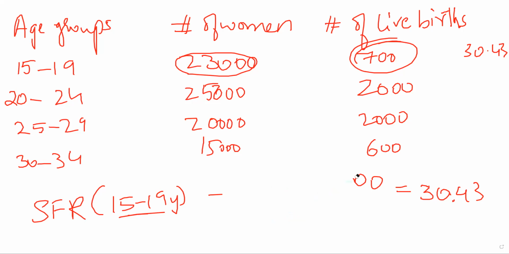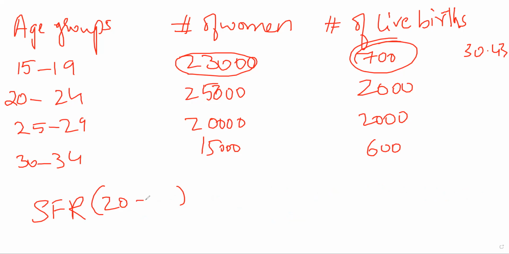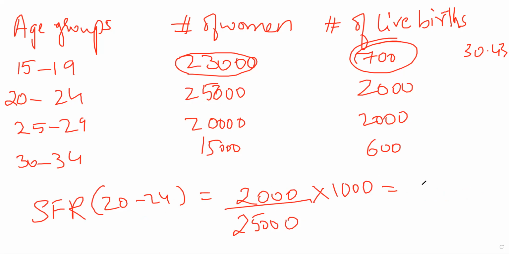Let us suppose I try to find out specific fertility rate for 20 to 24 year olds. 20 to 24 is equal to 2,000 live births in 1 year divided by total population of that age group in that area. In that village there are 25,000 women who belong to the age group of 20 to 24. So here it becomes 25,000 into 1,000. This will give me 80. So their fertility rate is 80. Okay. Did you understand how I am calculating specific fertility rate so far?